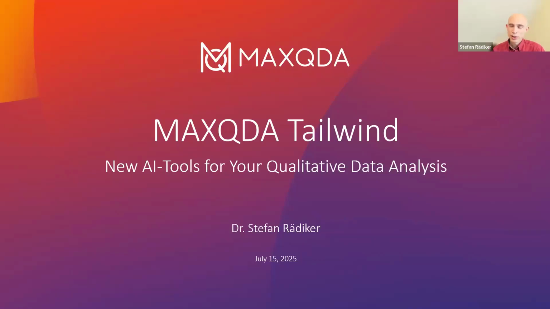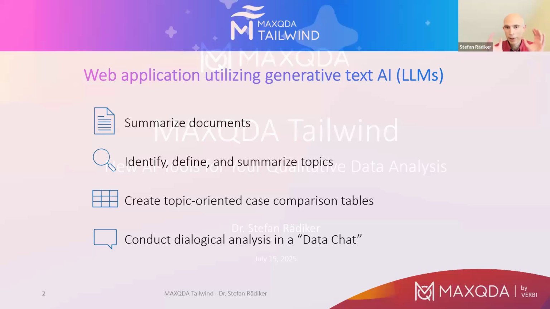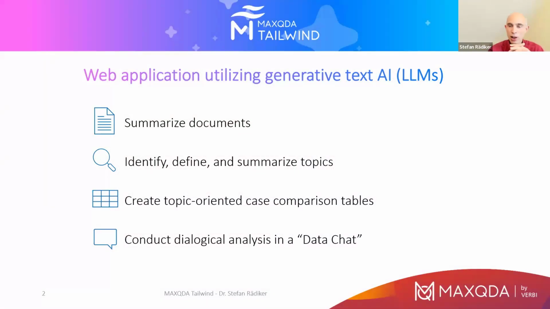New AI tools for your qualitative data analysis, because MAXQDA Tailwind has just left its beta status and is now a fully available app on the web, and I will explain how it works and what MAXQDA Tailwind offers to you. MAXQDA Tailwind is a web application that utilizes the well-known large language models like ChatGPT and others like Claude and Gemini. It uses specific ones of them, but not all of them.